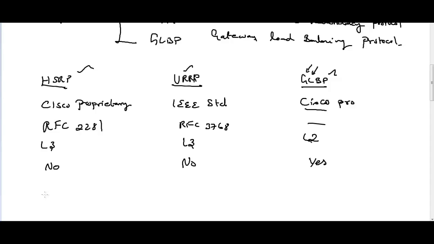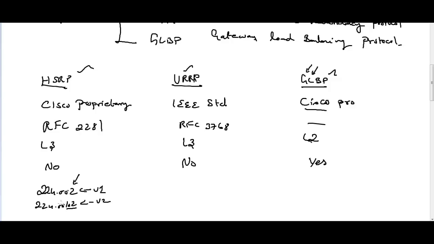Right. The other difference is the multicast address. There are two versions of HSRP. Version 1 uses 224.0.0.2. Version 2 HSRP, which is there by default now on all Cisco IOS versions, uses another multicast address, 224.0.0.102. Easy to remember. This is 2, this is 102. So that is the version 2 HSRP multicast address.